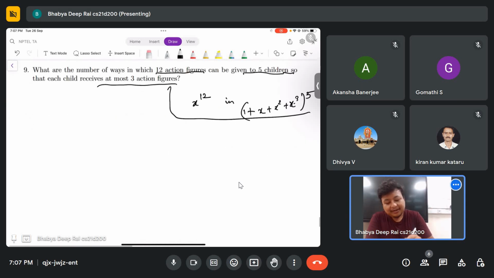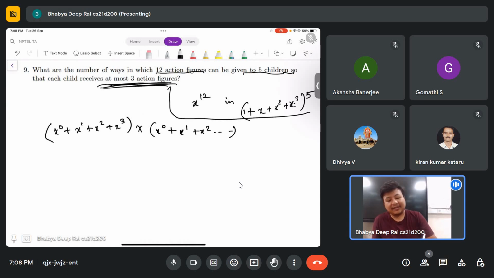I'll explain why. Again, the choices we represent by these powers, right? So the first child gets 0 action figures, or 1 action figure, or 2, or 3 action figures, but not more than that, because every child gets at most 3 action figures. And again, you can do x naught plus x to the 1 plus x square and so on, but it's the same for all the children. So the constraints are the same for each child.